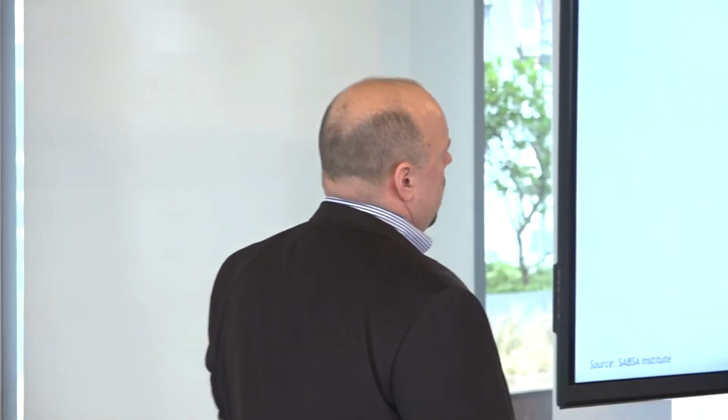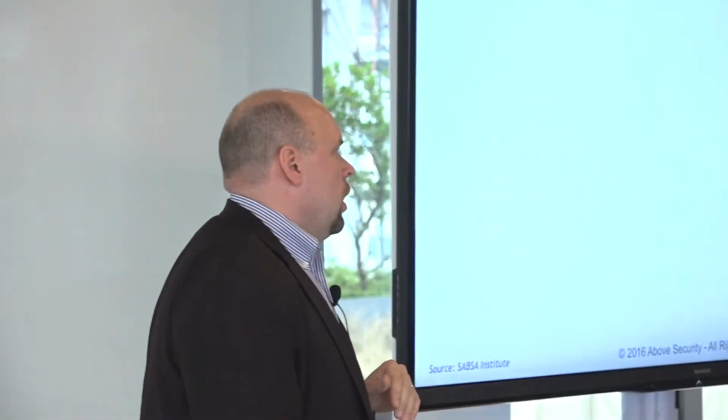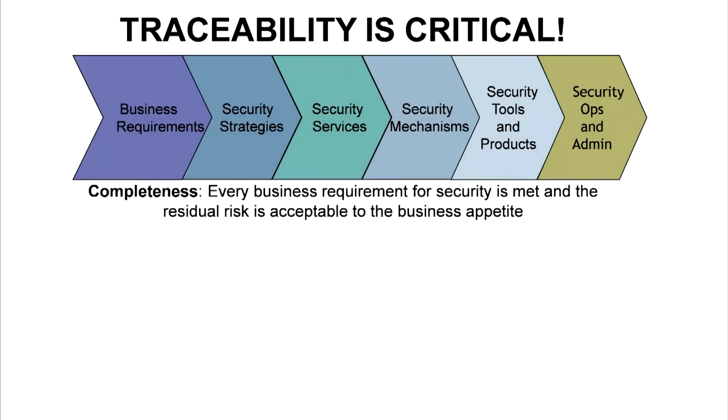So one of the key things is we're taking this top-down approach, and it supports the idea that traceability is critical to be successful. What we mean by that is that it's critical for two primary reasons. One is from a completeness perspective. One of the things we often have problems with as security practitioners in particular is that we come from a certain background.